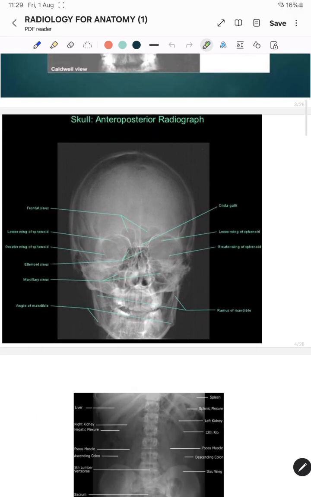This is also the anteroposterior view. We can see the frontal sinus. These are the ethmoidal sinuses. We can see the maxillary sinuses. We can see the ramus of the mandible and the angle of the mandible. But the most important things in the anteroposterior view are the ethmoidal sinuses and frontal sinuses.